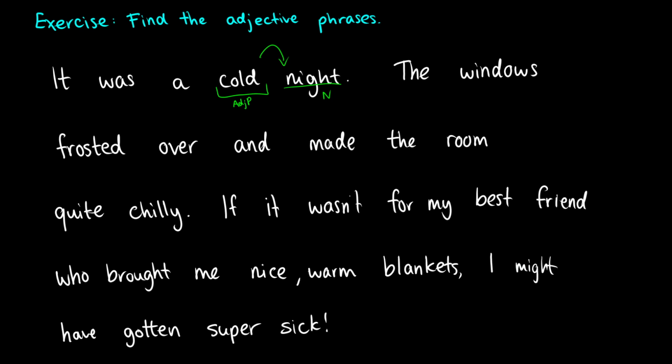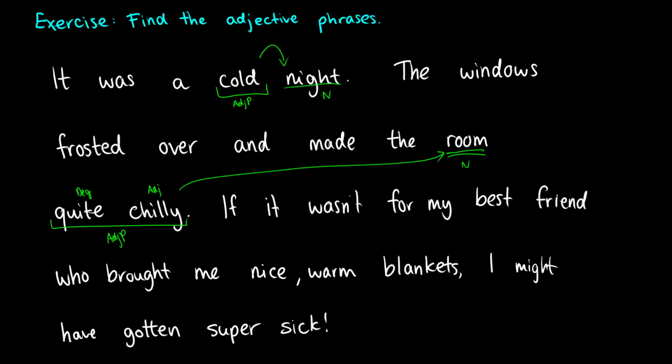The windows frosted over and made the room quite chilly. Okay, so frosted over is a phrasal verb. Made is another verb, the room quite chilly. Okay, so here we have another adjective phrase, quite chilly. So quite is a degree word and chilly is an adjective. Now, what noun is it modifying? Well, this is a case where the adjective phrase comes after the noun that it modifies. So we have this one talking about the room. So this is an adjective in a predicate position rather than an attributive position.